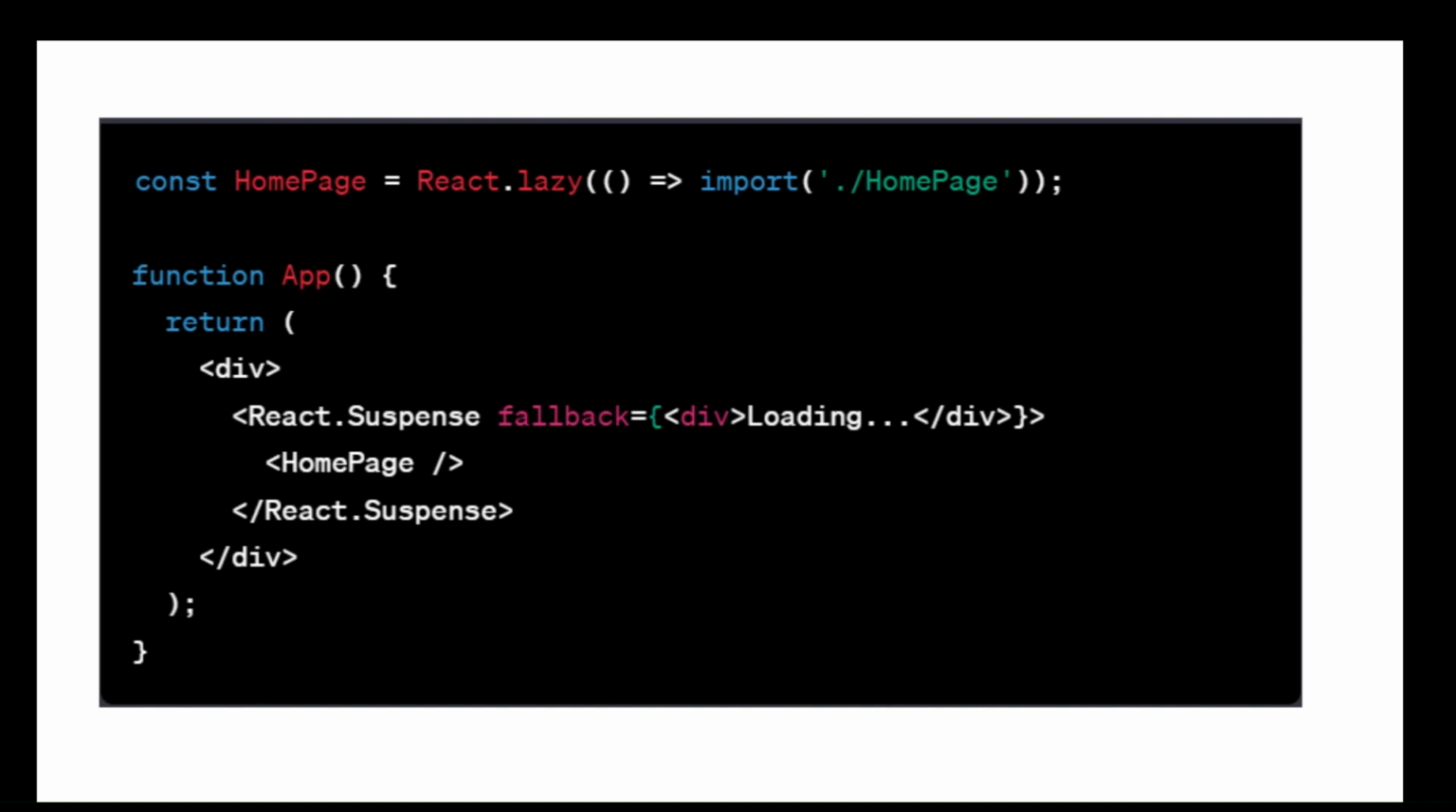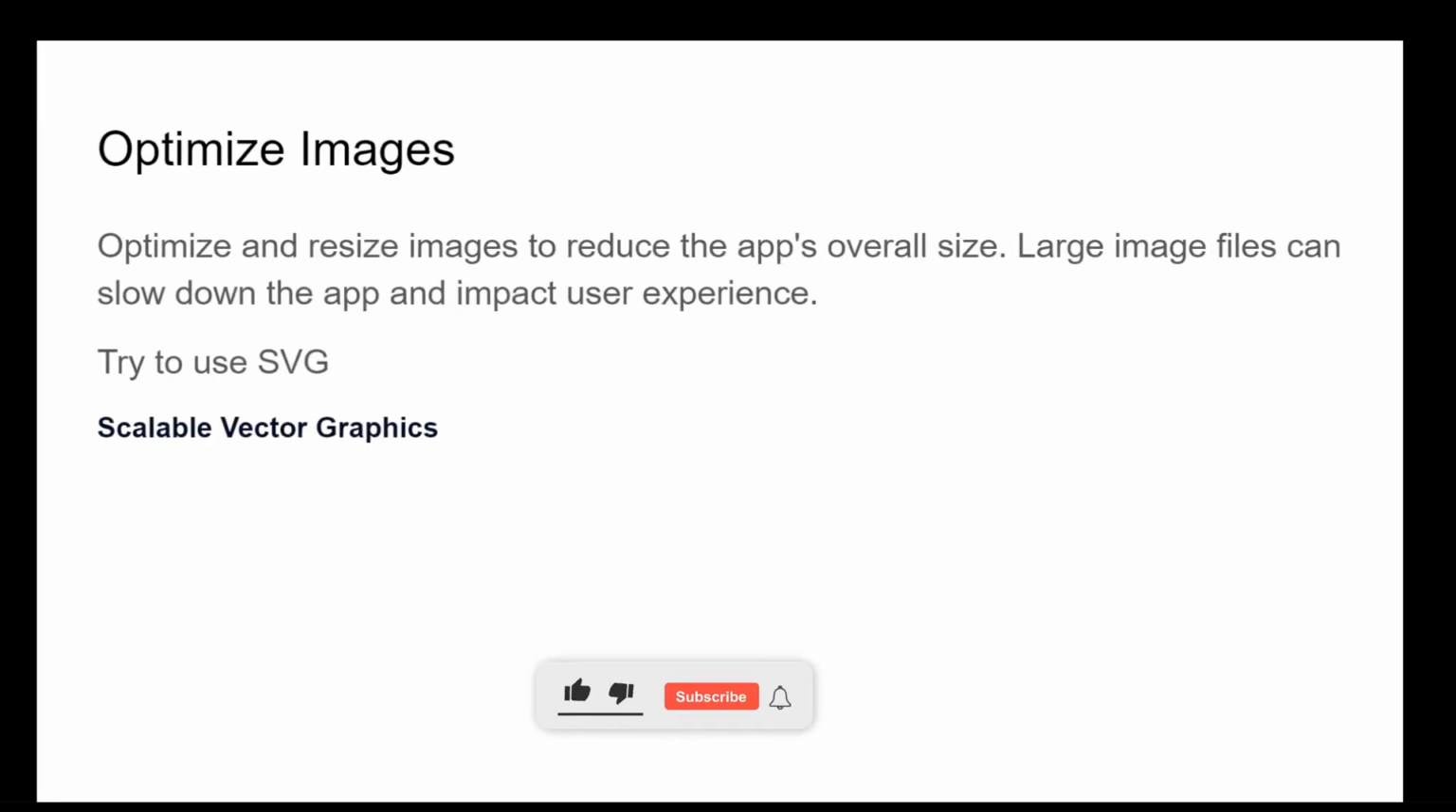So like that, guys, if you're having n number of things, you just use a split, use it as a chunk and import that. Next, optimizing images. In our application, using images causes a lot of problems. Optimize and resize images to reduce the app's overall size. Larger image files can slow down the app and impact user experience.